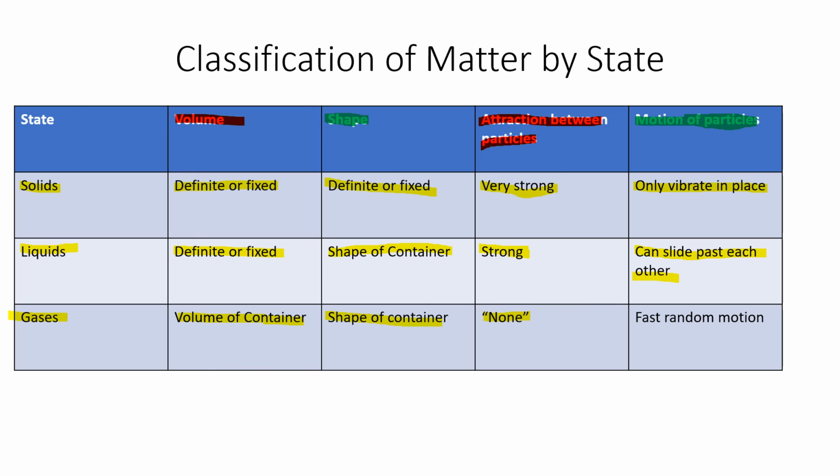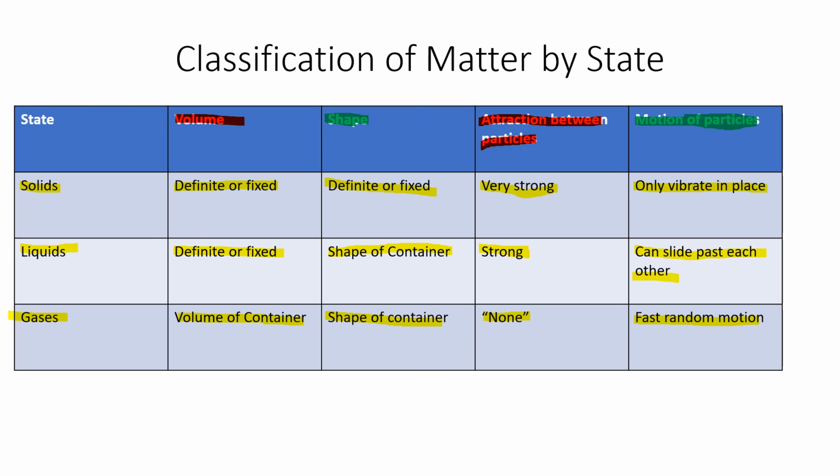The motion of these particles, you're going to have fast, random, wild motion between these particles. They're just going to be zipping at high speeds in every possible direction. So you're able to get not just the volume of the container changing, the shape of the container also has to change with that.